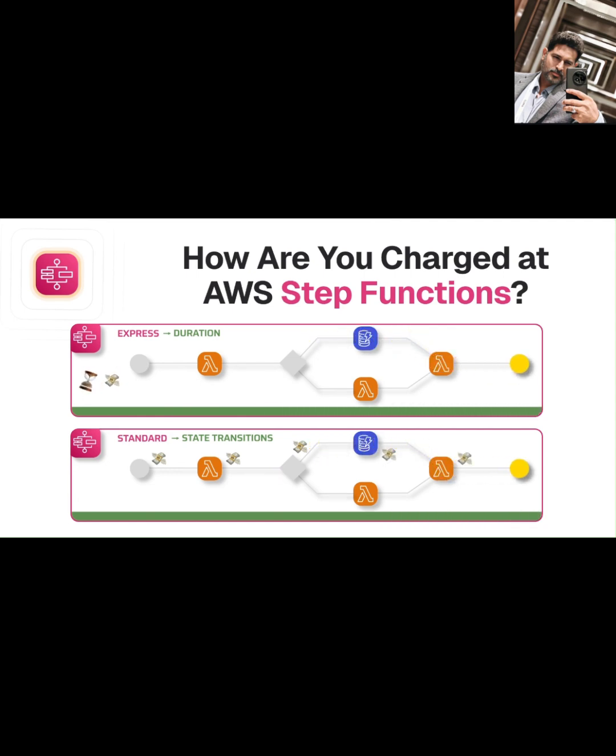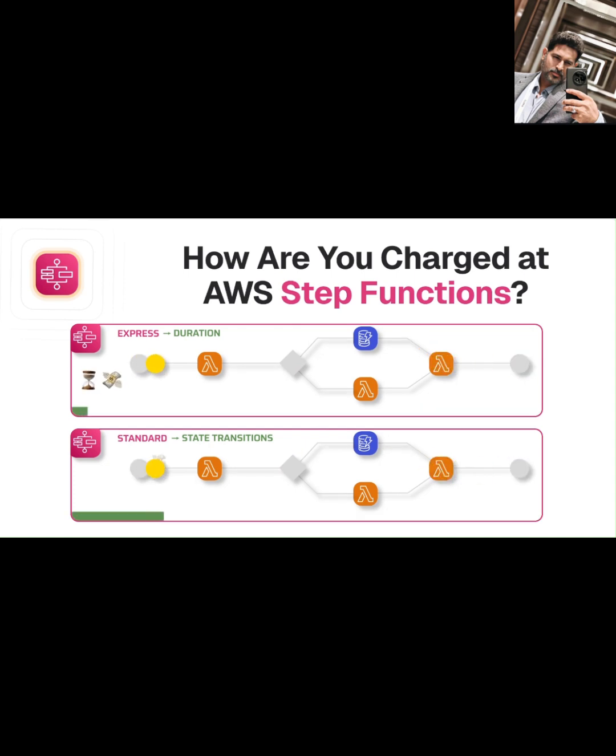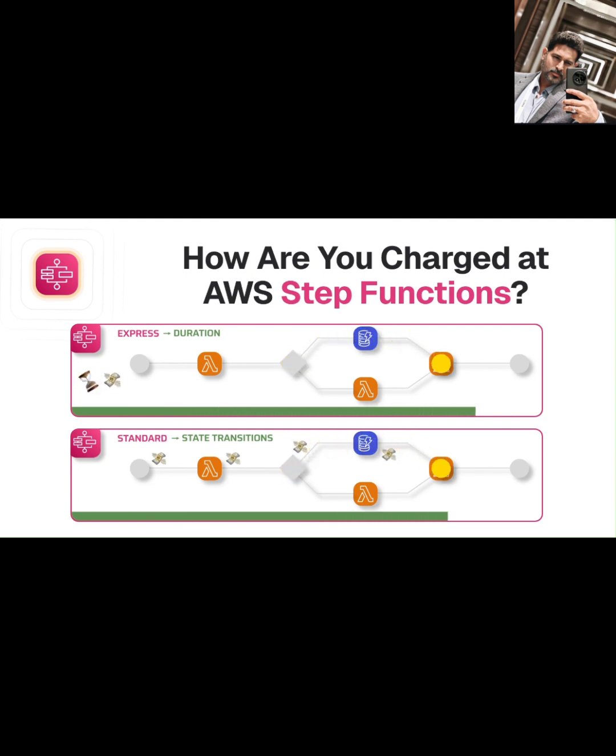So, what's the big difference? Express is all about speed and duration, great for quick, high-throughput jobs. Standard focuses on state transitions, ideal for complex, long-running workflows. Knowing which one to use can save you a ton of money and optimize your app's performance.